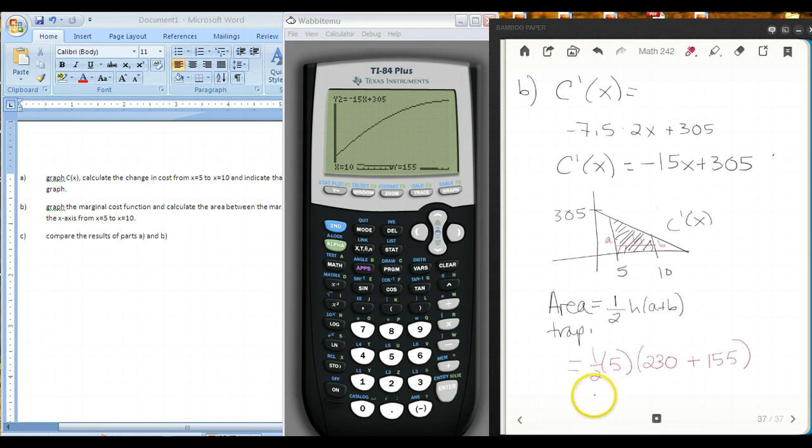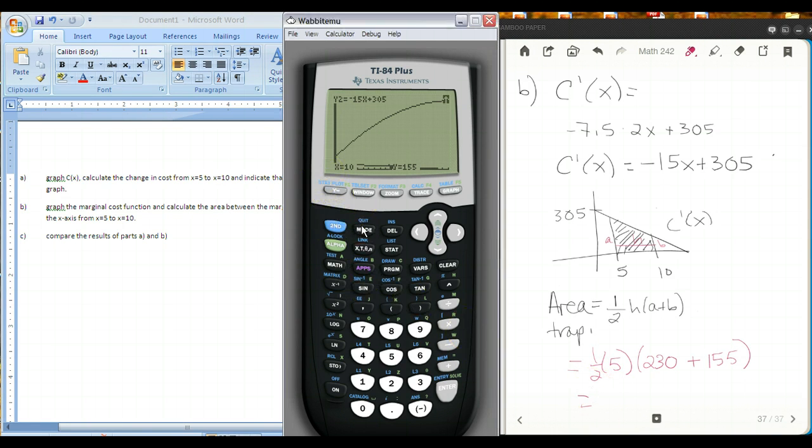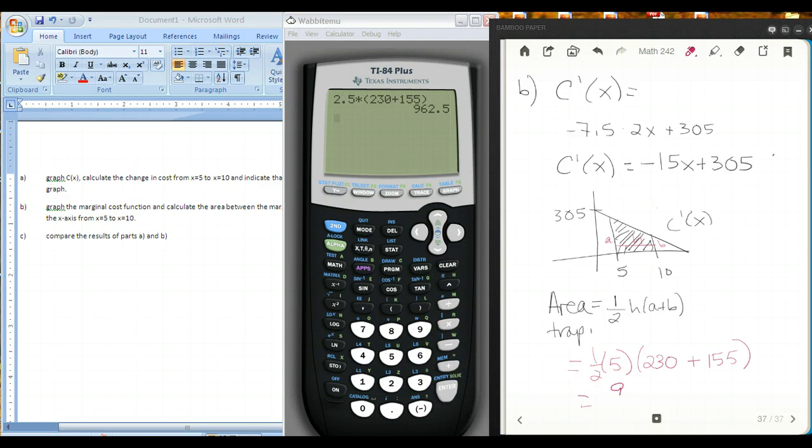Okay, so let's see, doing a little bit of number crunching here. If I go out here, let's see, 1/2 times 5 is 2.5 times, let's see, 230 plus 155. Hey, that number looks familiar.